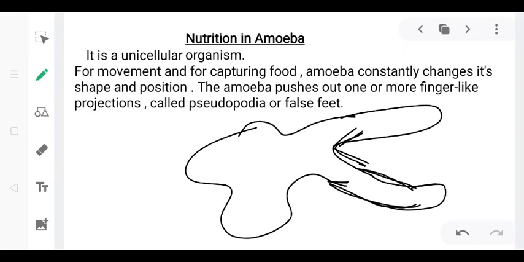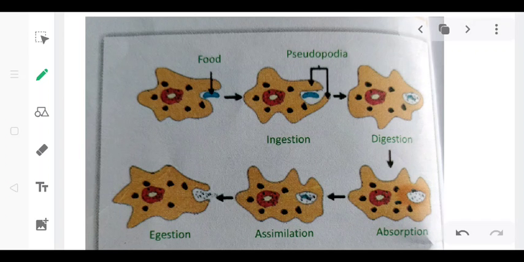The amoeba pushes out one or more finger-like projections, which we call pseudopodia or false feet. Let's see now how the nutrition process occurs in the body of an amoeba.